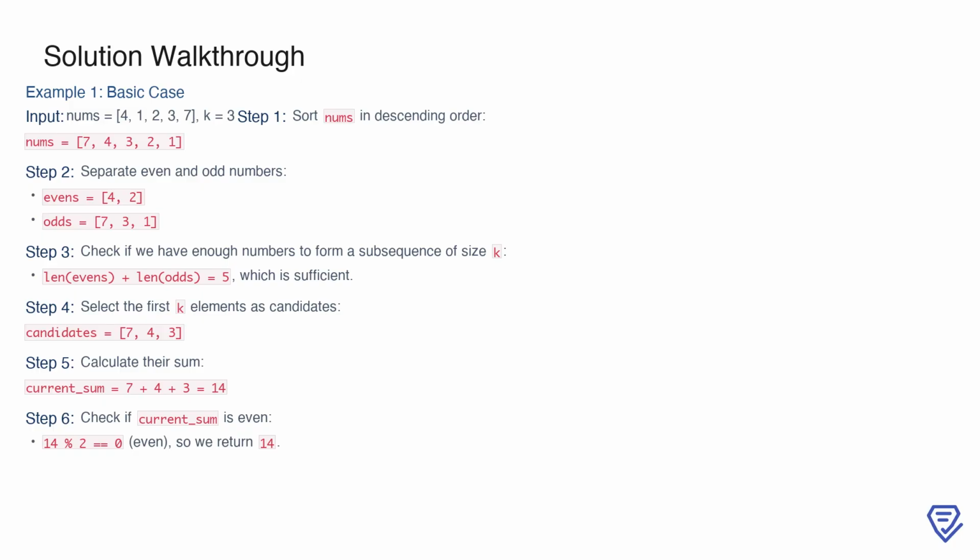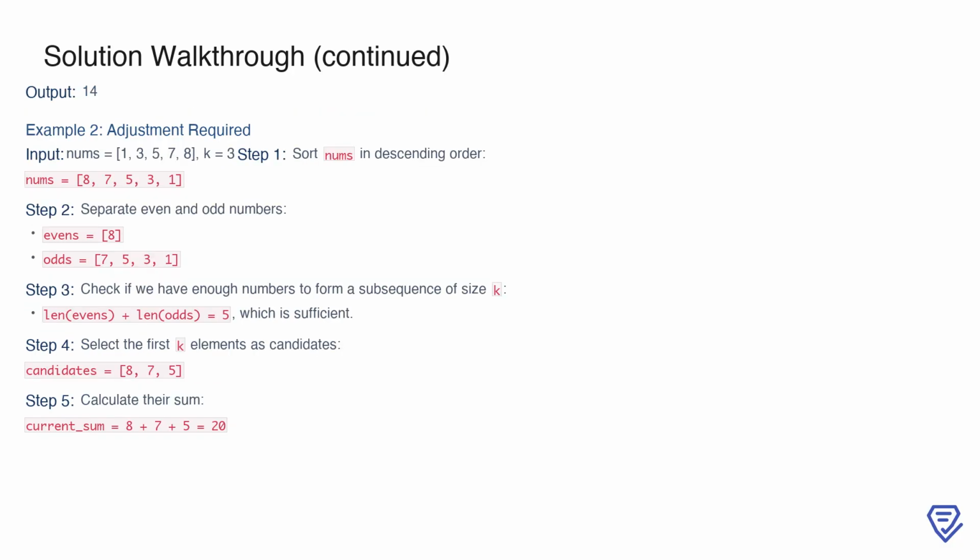We then check if the total number of elements is sufficient to form a subsequence of size k. Since the combined length of evens and odds is 5, which is greater than or equal to k, we can proceed. Now, we select the first k elements from the sorted array as candidates, giving us candidates equals 7, 4, 3. Adding these numbers together, we calculate the sum as current_sum equals 7 plus 4 plus 3 equals 14. Finally, we check if this sum is even. Since 14 % 2 equals 0, the sum is even, and we return 14 as the result.